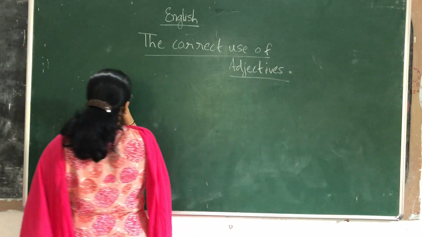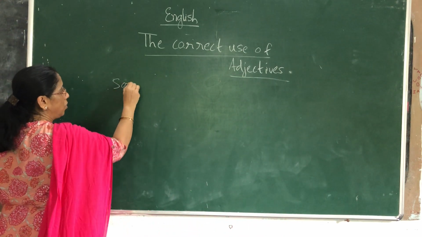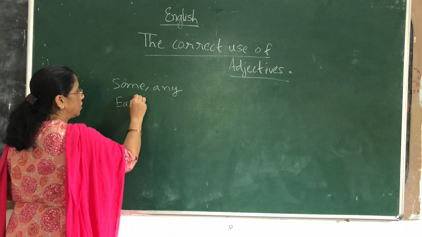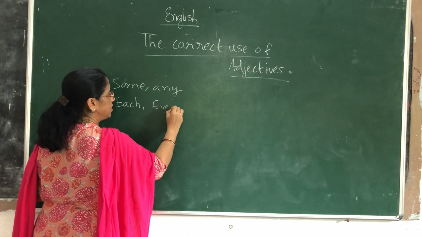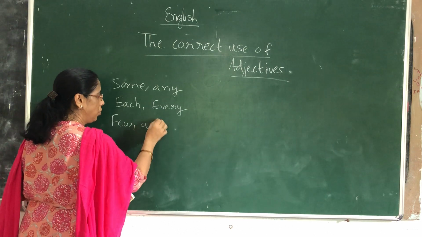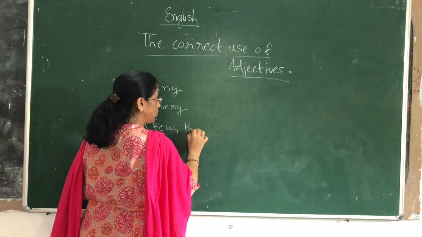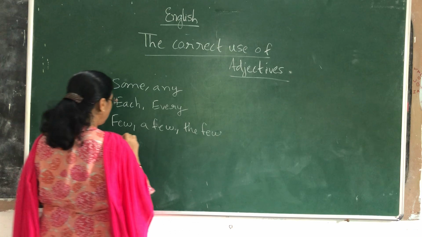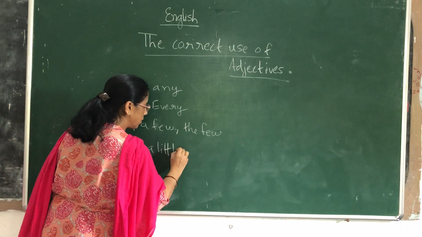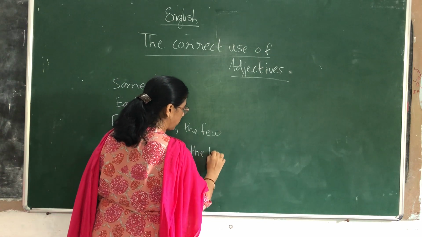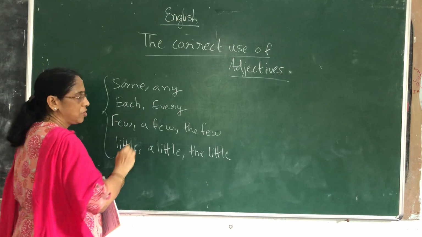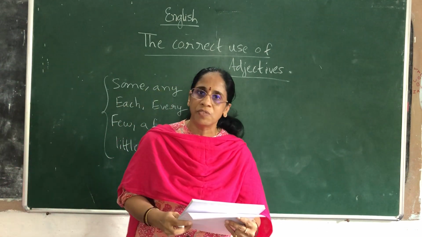And what did I say? What are the words you generally get confused? I told some, any. Each, every. Some and any. And few, we use few, a few, the few. How to use this we'll see now. In the same way, little, a little, and the little. So how to use these words? Generally we get confused by using these, so we will clear our doubts. How to use them, where to use them, we will know in detail.